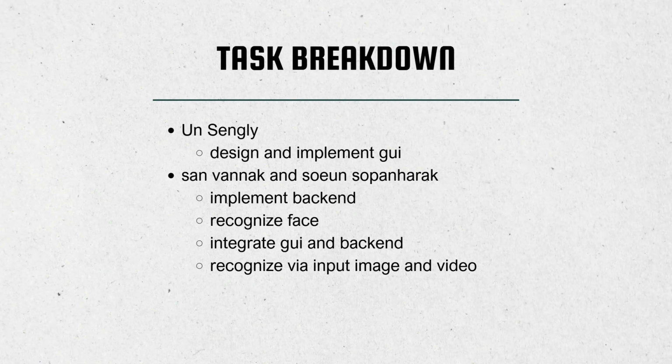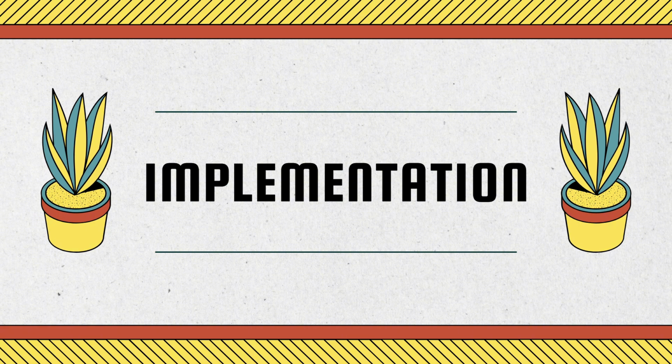Now let's move to the task breakdown. In our system, we have two parts to develop: front end and back end. The front end is to design and implement the GUI, which is my responsibility. The back end is to implement the back end and recognize faces, integrate the GUI and back end, and recognize faces from input images and video, which is the responsibility of Vanna and Sapanyere. Now let's move to the implementation.